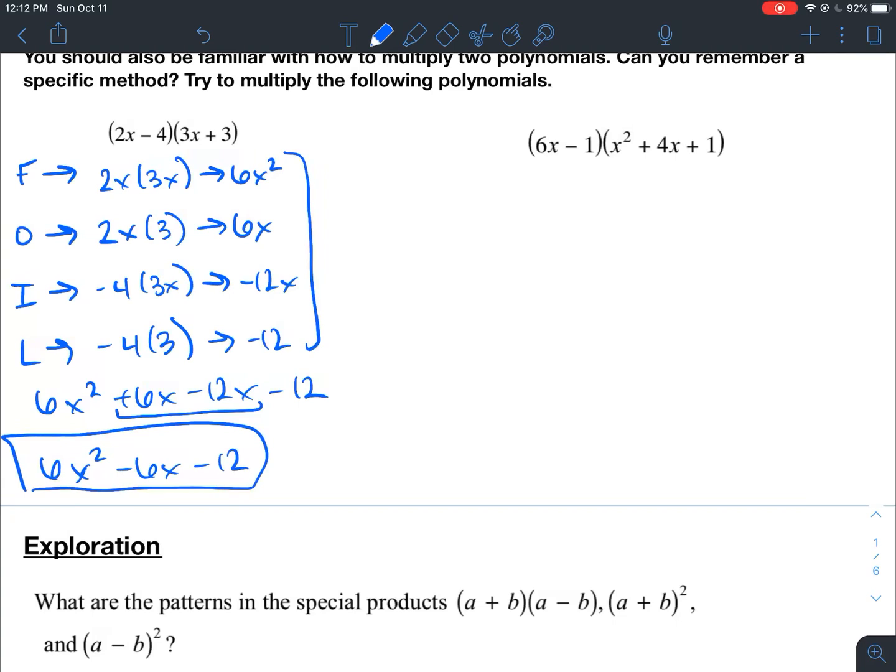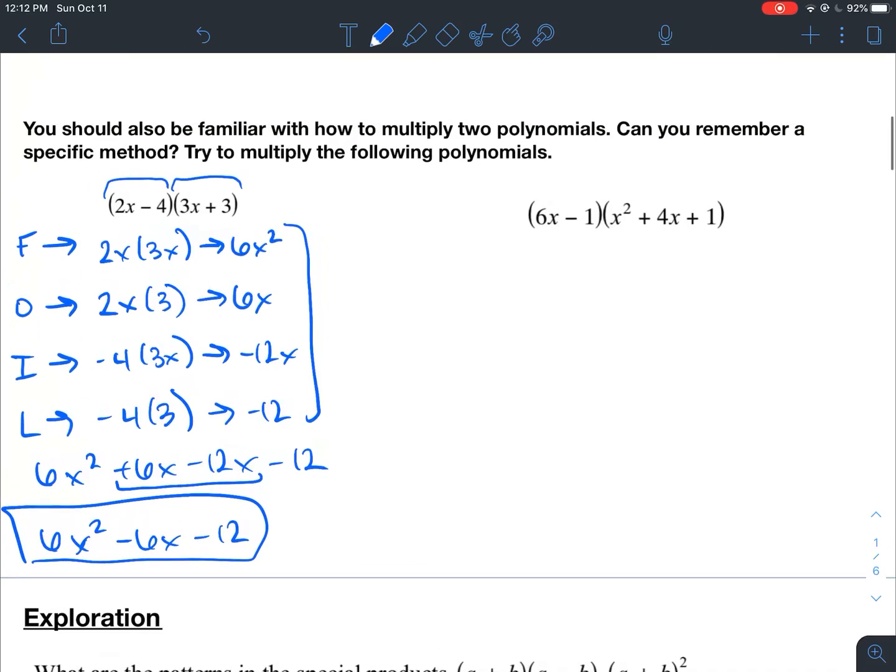So the thing about using the FOIL method is that it only works whenever you're multiplying two binomials together. We can't really use the FOIL method in this other example because here we have a trinomial. But in any case, I like to use the distribution method most of the time because I can just see it in my head. But the distribution method works like this.